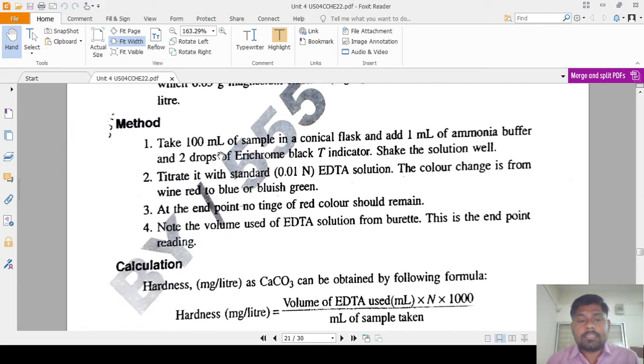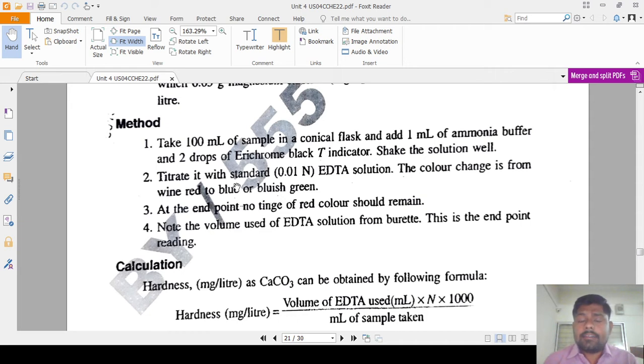Now, what is the method here? 100 ml of the sample solution is taken in a conical flask. I already discussed that topic of titration in the complexometric topic. 100 ml sample in a conical flask, and then add 1 ml ammonia buffer and 2 drops of Eriochrome Black T indicator. That means in a conical flask, water sample is 100 ml, 1 ml buffer is added and 2 drops of the indicator is added.